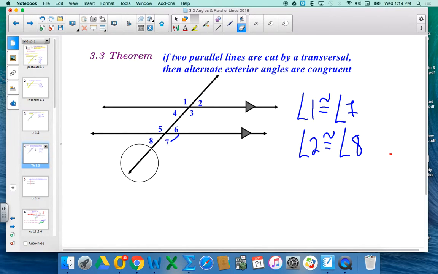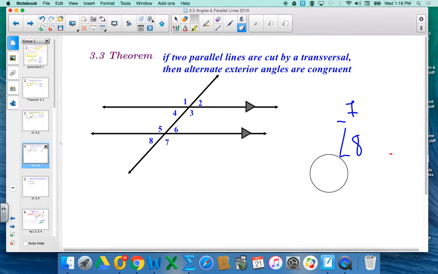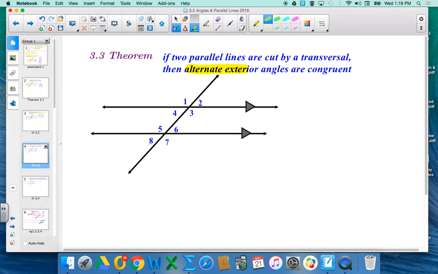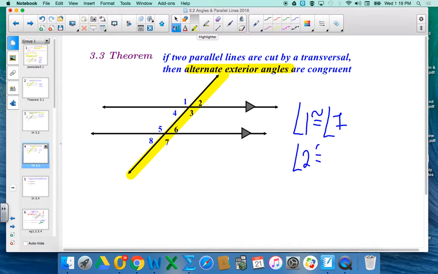The next theorem says if two parallel lines are cut by a transversal, then alternate exterior angles are equal. Alternate exterior means on opposite sides of the transversal on the exterior of the lines. 1 and 7, good. 2 and 8, good. So alternate exterior angles are congruent.